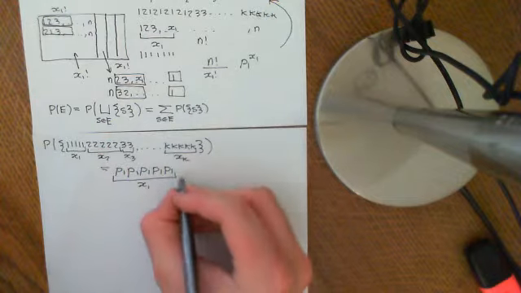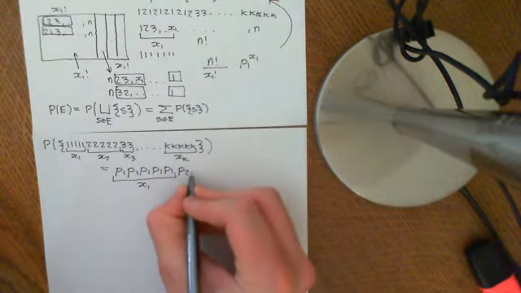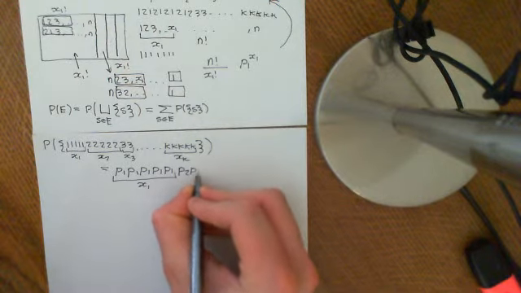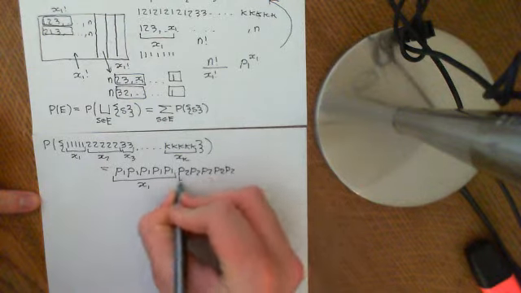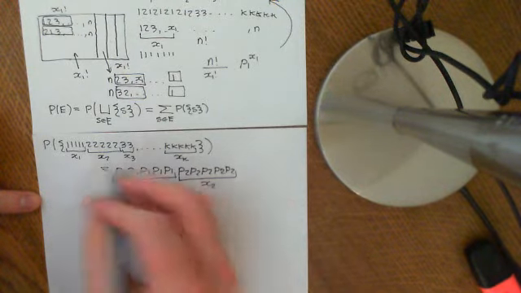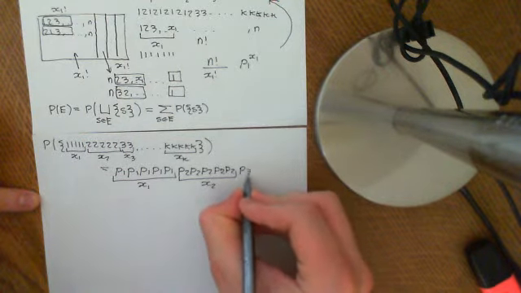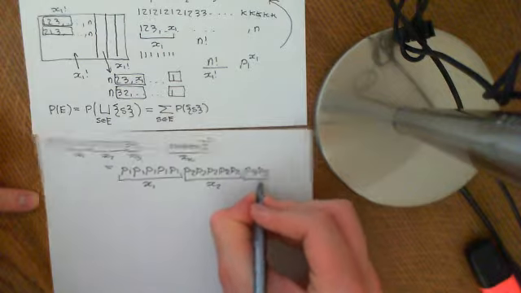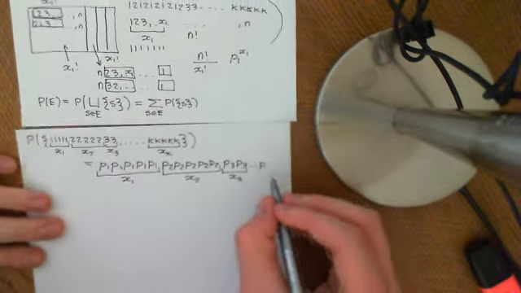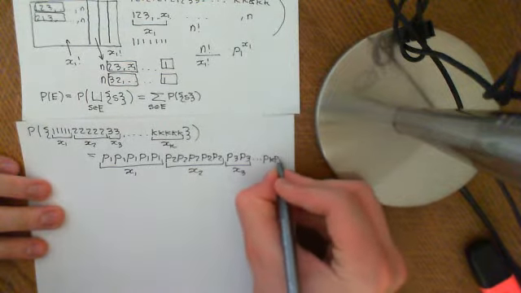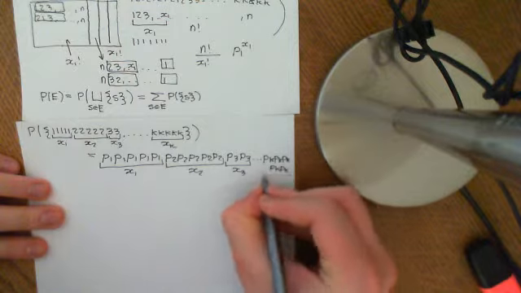Then we want the next ball to go into the second basket, so the probability of getting that ball into the second basket is P2, and we continue that on: P2, P2, P2, P2, and we do that x2 times, because we want all of those x2 balls to go into the second basket. We then do P3, P3, and we do that x3 times, and we go on, and we get to Pk, and we do that xk times.